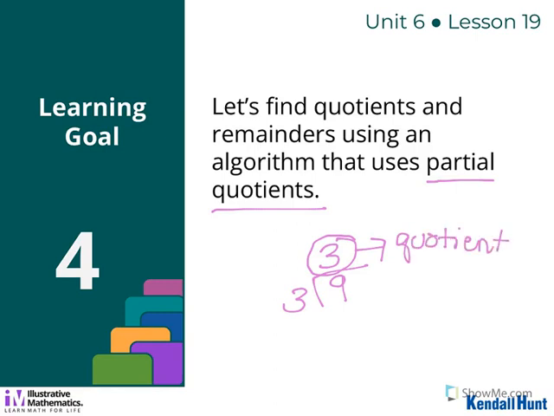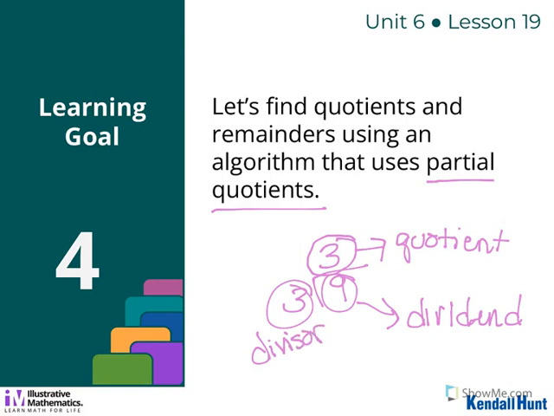Okay, what do we call the 9? Dividend. Good job, Brayden. The 9 is in the house, but we call him the dividend. Okay? What is the 3 called? Divisor. It's knocking on the door. This is not my best handwriting.